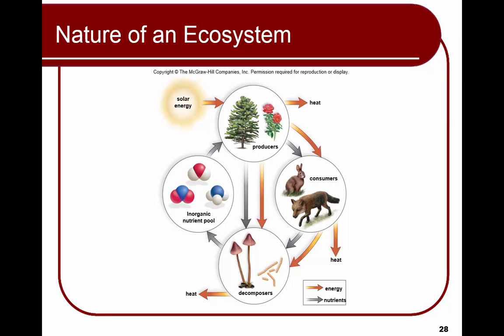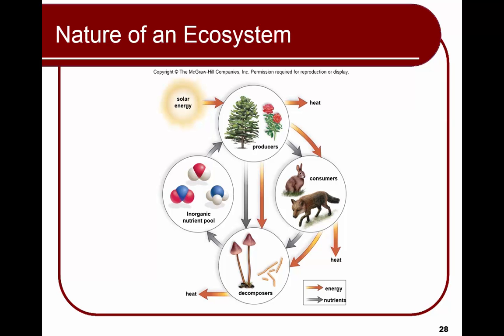Okay, so if we look at this diagram, we see solar energy taken in by the plants, and we produce some heat, and some of the energy is transferred to the consumers, the rabbit and the fox, and some is given off as heat, and some is transferred to the decomposers. Some of the energy and the nutrients goes to the decomposers, which break down those consumers, and some's given off as heat. Some of the nutrients are transferred to an inorganic nutrient pool, and then some of that goes back to the producers. So you can see how it cycles.